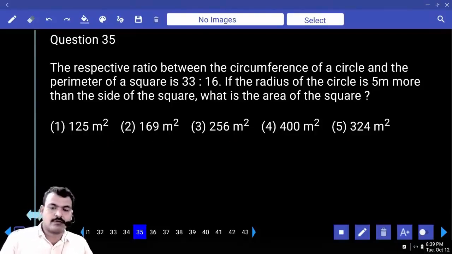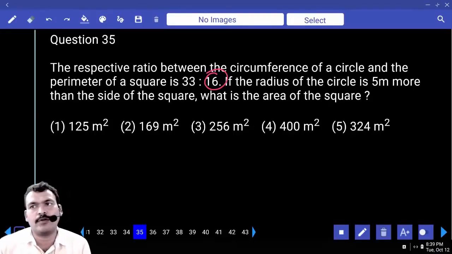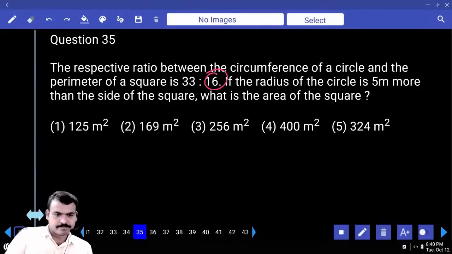Next, what is the perimeter of a square? How many parts are given? 16 parts. Perimeter of a square means it will be 4a. 4a equals 16 parts, then a is 4 parts. Then a squared is 16 parts. Then the answer must be a multiple of 16.